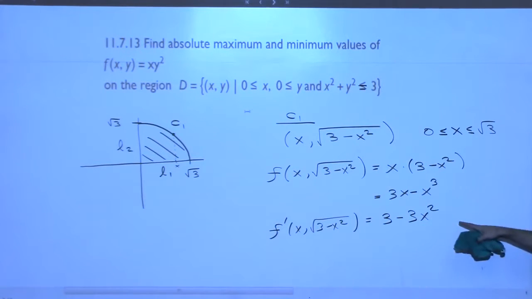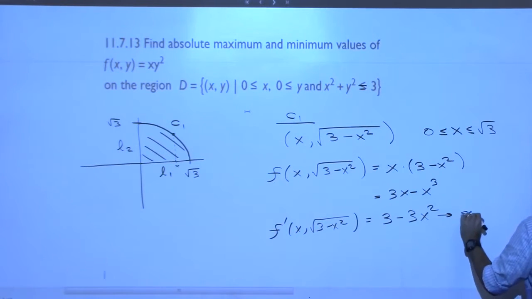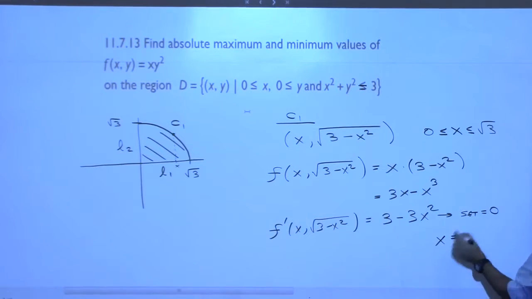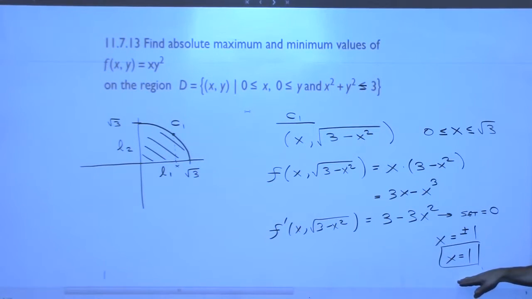And now you're going to set that equal to 0, right? So set equal to 0. And you get x is what? 1 and negative 1? Right? Plus or minus, but why not negative 1? So you get x equals plus or minus 1, but because x equals negative 1 does not live inside of, where is it, here, we throw it out. So, got it?